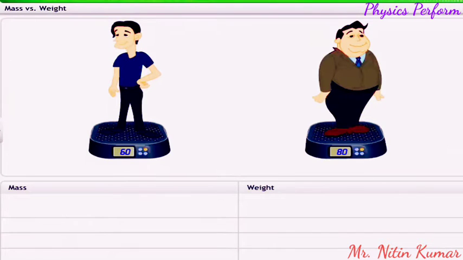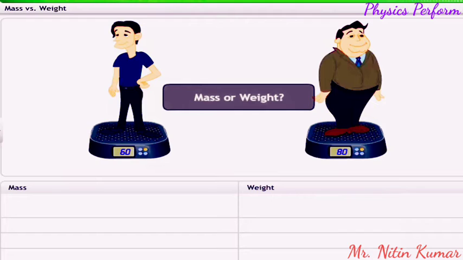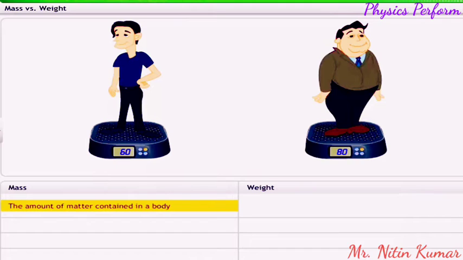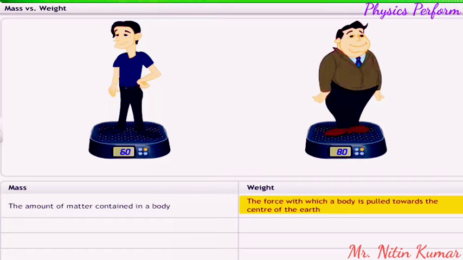How much do you weigh? 60 kilograms? 80 kilograms? What we popularly refer to as weight is actually mass. So, what's the difference? How can you gauge your real weight? Mass is the amount of matter contained in a body, while weight is the force with which a body is pulled towards the center of the Earth.